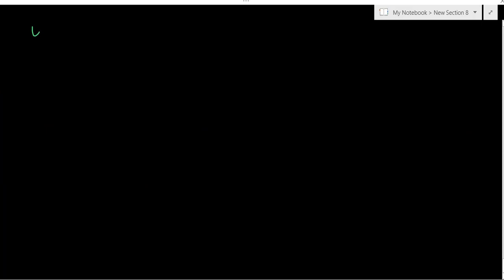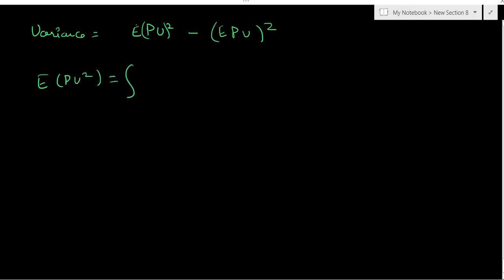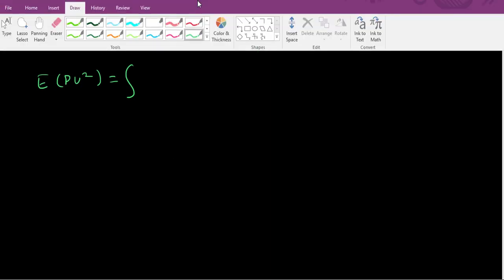So the next thing is the calculation of the variance. The variance is basically equal to the expectation of the present value squared minus the expected present value whole squared, right? We have got the expected present value, so all we need to calculate is the expectation of the present value squared.